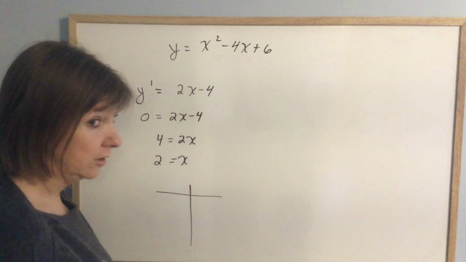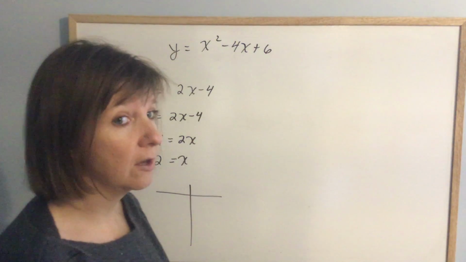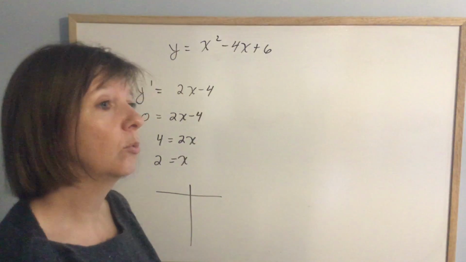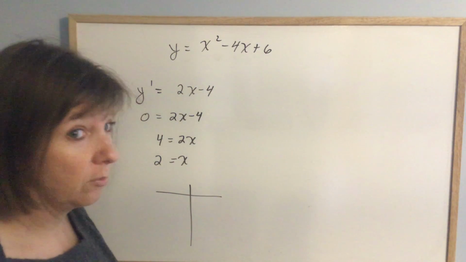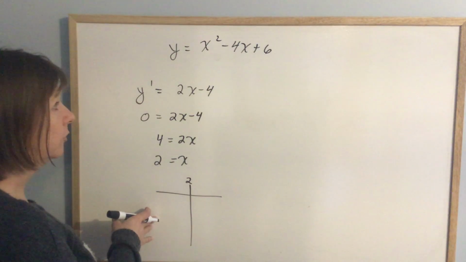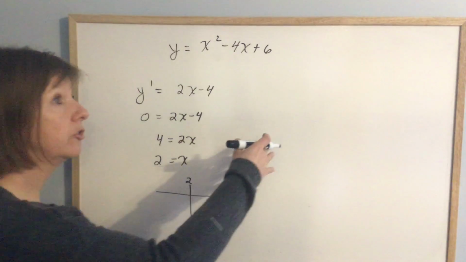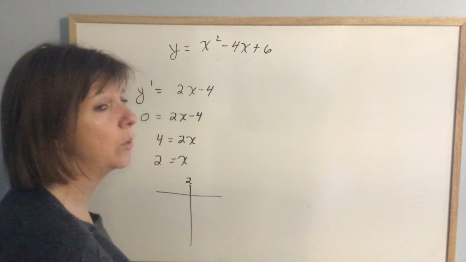So there is a potential local max or local minimum at 2. 2 is a critical number. It is a place where the graph could switch directions. It doesn't necessarily, that's why I'm going to check. So I'm going to pick a number less than 2, and we have no restrictions because it doesn't say x starts here and ends here. So we have no restrictions on what we can pick.